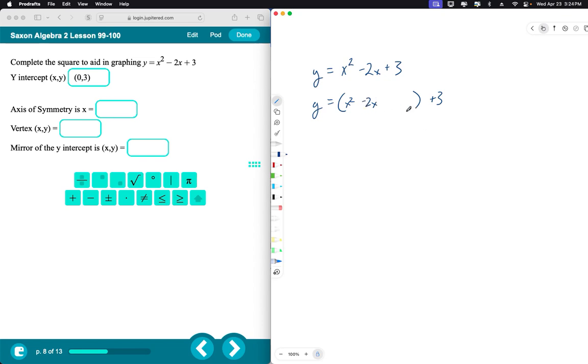We're going to take this negative 2, divide it by 2. That equals negative 1. And we're going to square that. That gives us a positive 1. And we're going to add that to both sections.